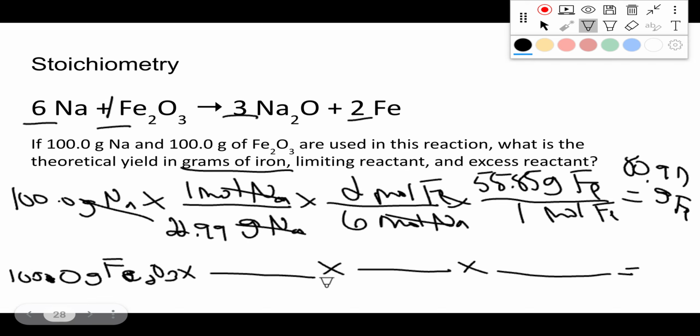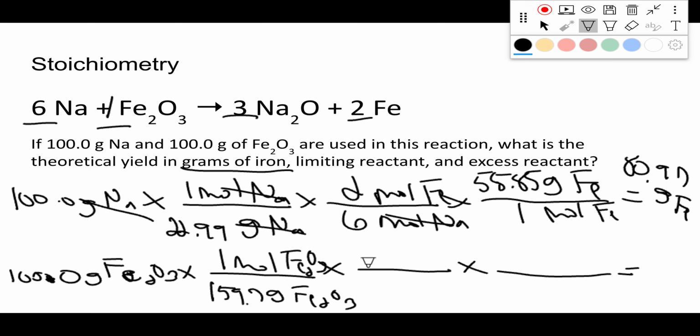So now let's do the same thing down here. I'm going to cancel with grams of Fe2O3. This comes from my periodic table, but this time I have to do 2 times the mass of iron plus 3 times the mass of oxygen. I got 159.7. And then up here I have 1 mole of Fe2O3. I didn't finish marking out my stuff over here, did I? So that is canceled out. So now I'm going to go mole of Fe2O3, which is 1, goes on the bottom.